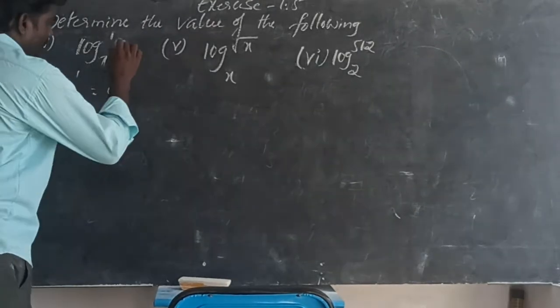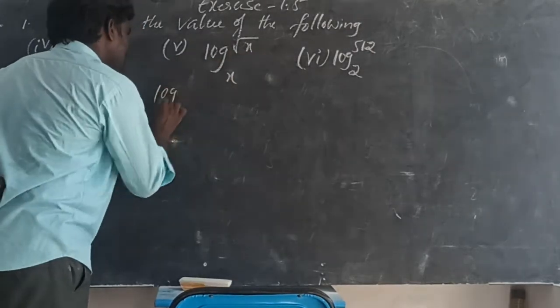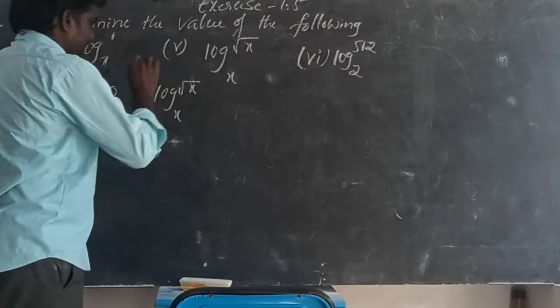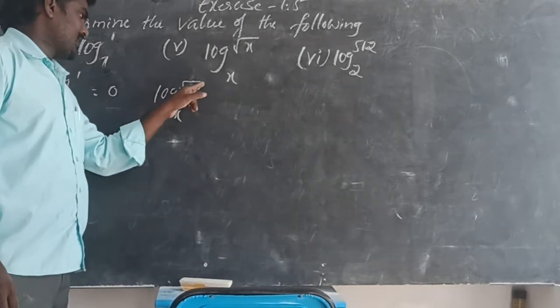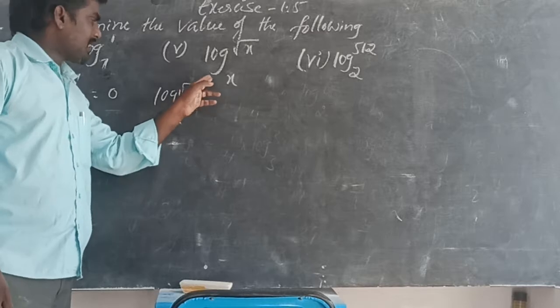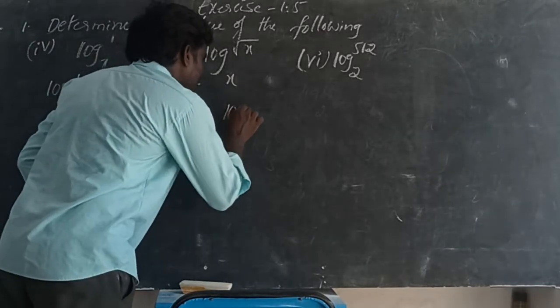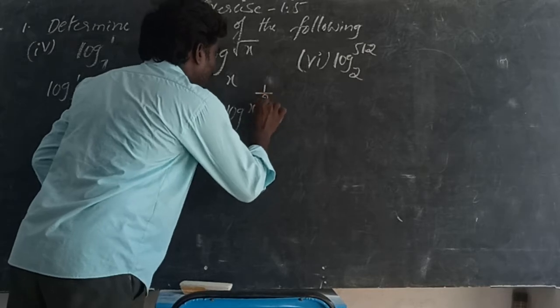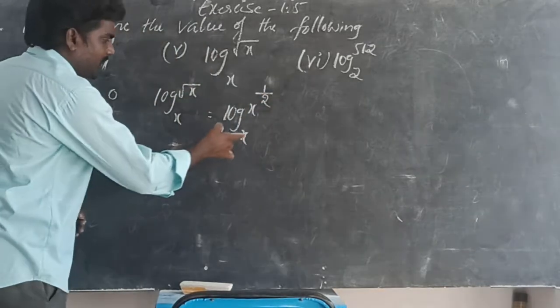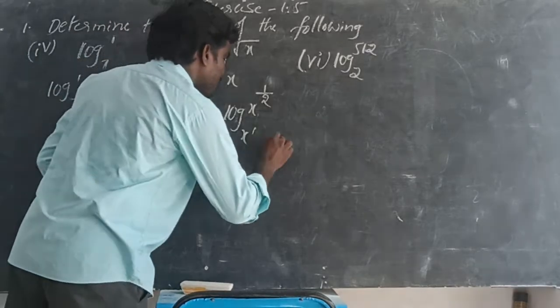Next. Log root x base x. Log root x base x. Square root x means the root order is how much? 2. So this root we can write in exponent form, that is log x power 1 by 2 base x. The base x has no power, so the power is 1. So which formula can you use here?